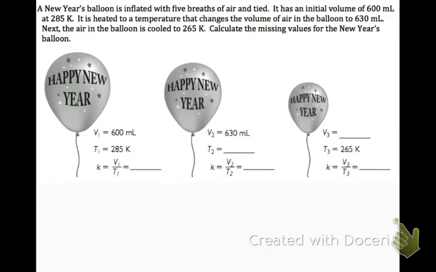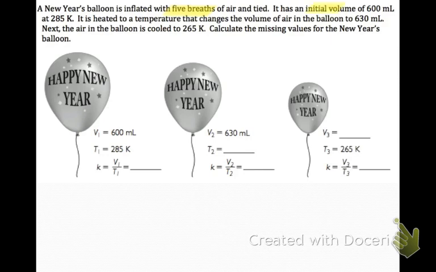So we have another balloon, a completely different balloon. This one's a Happy New Year balloon. So we'll make sure that we take a look at all the information, and here the New Year's balloon is inflated with 5 breaths of air. So originally the Happy Birthday balloon had 3 breaths. This one has 5, so it has more air particles in there, or more molecules.